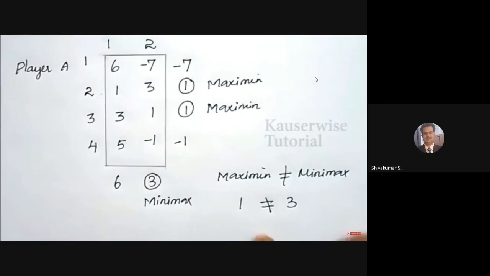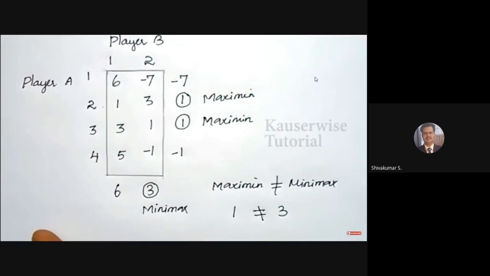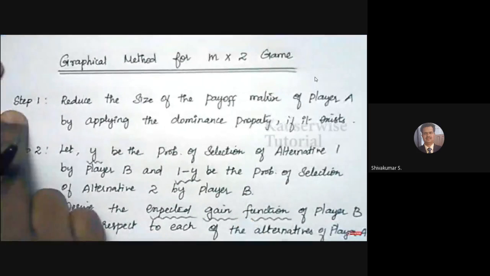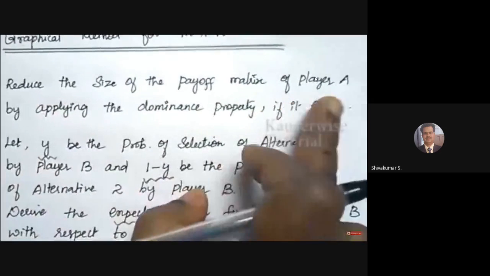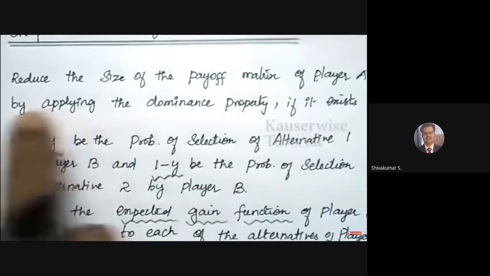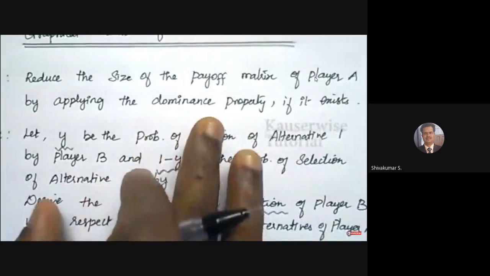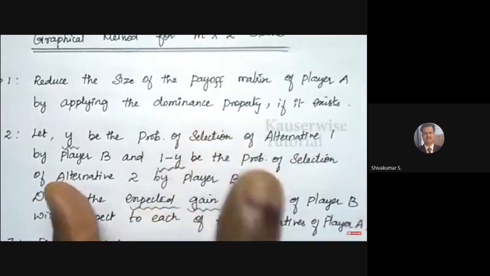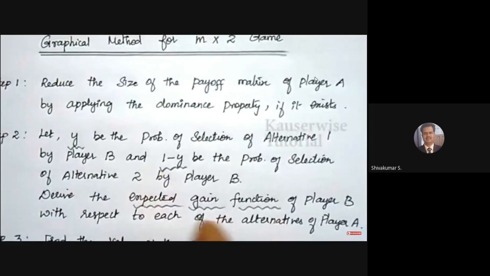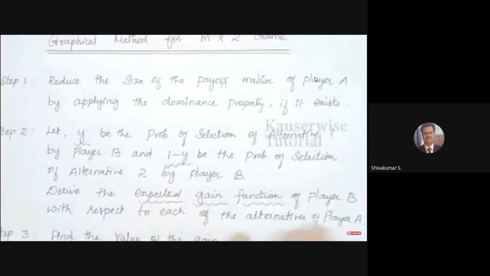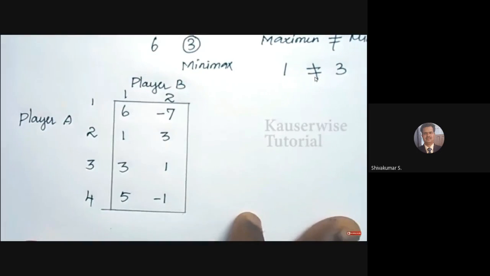Now let us see the algorithm to solve this problem by using graphical method. Look at the algorithm. The first step is reduce the size of the payoff matrix of player A by applying the dominance property if it exists. Just apply the dominance property and try to reduce the payoff matrix if it is possible, or else proceed with the problem along with the original payoff matrix. Look at the payoff matrix.